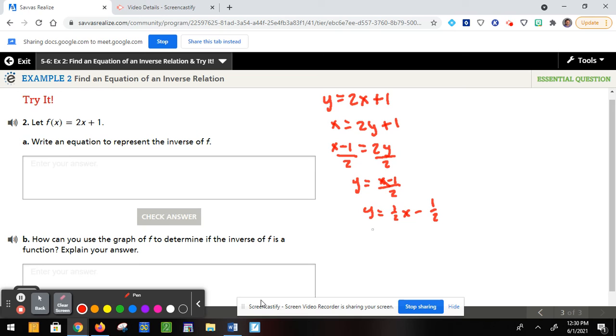So how can you determine if that is a function or not using a graph? If you graphed it, you could do the vertical line test. This is a line, so a line will pass the vertical line test unless it is a vertical line, which obviously this is not. So this is a function, and that's how you could tell, is basically graph it, do the vertical line test. All right, let's check out example 3.